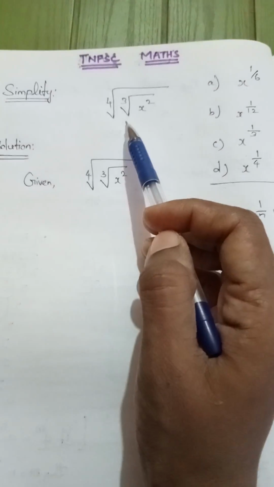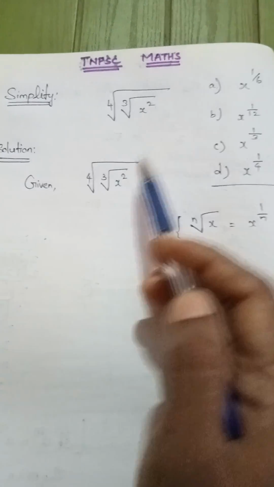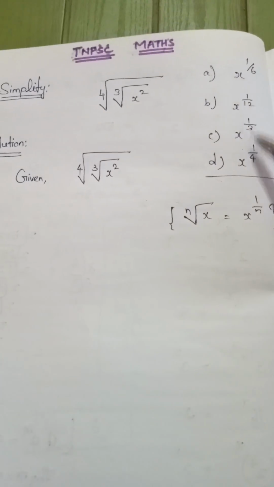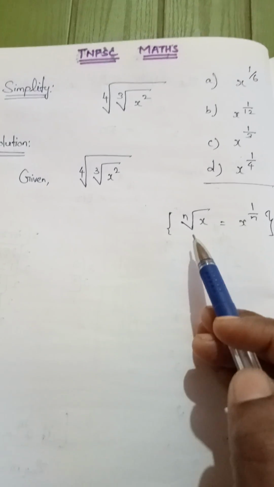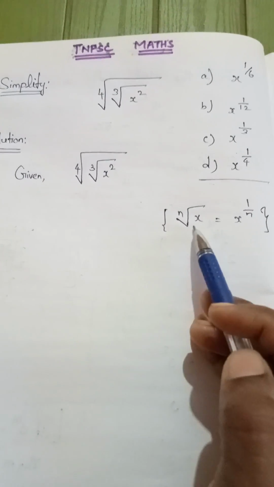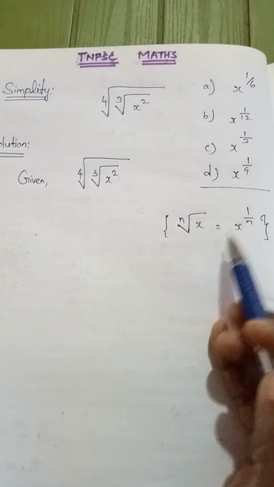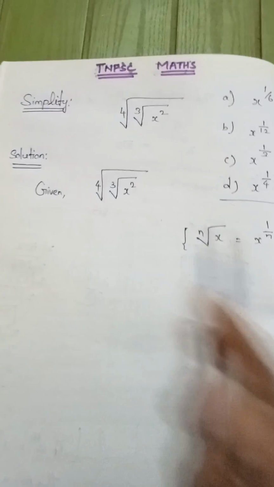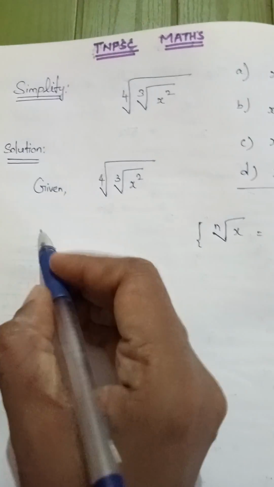TNPSC Group: simplify the fourth root of the cube root of x squared. What is the answer? Options are given. First, you know one important exponent rule: the nth root of x equals x power 1 by n. You can write it like this. So, first, write the given question.